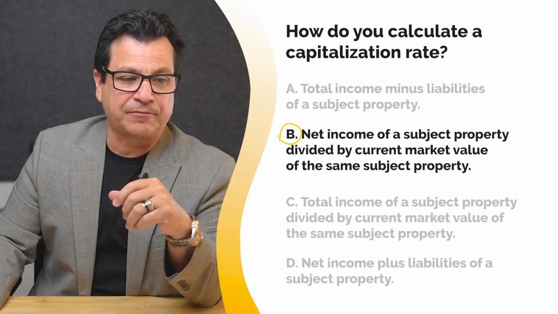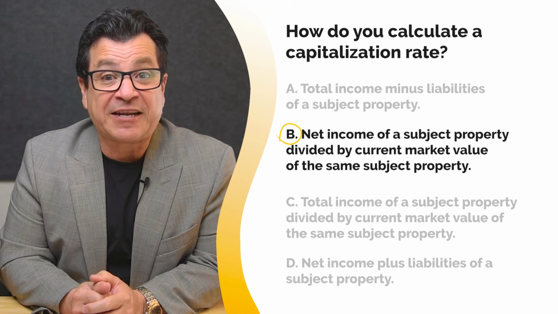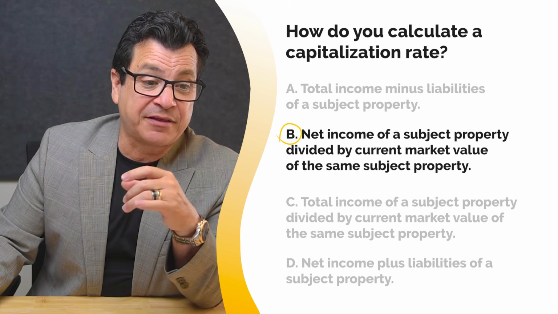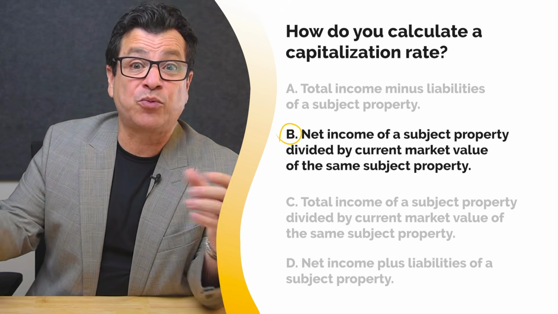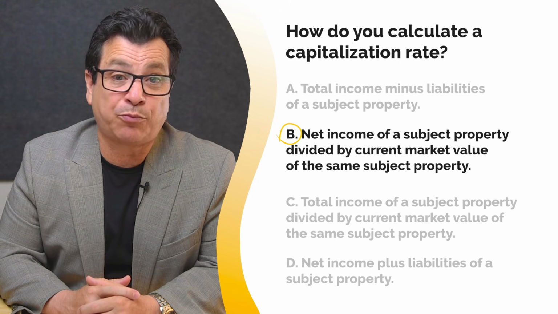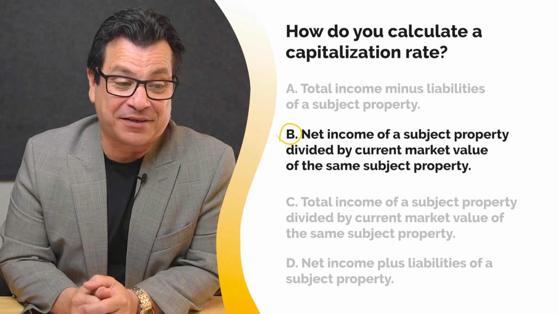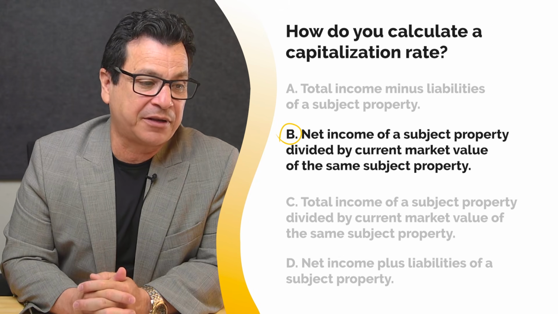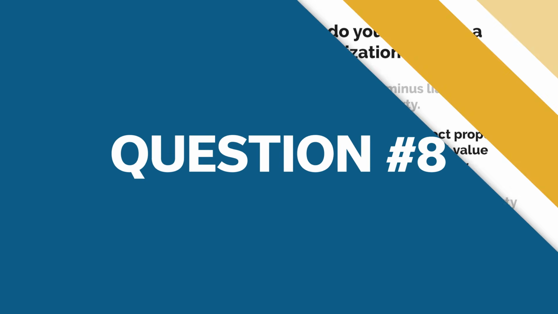For example, if a property's current market value is $1 million, right? And the net income that this property is generating is $80,000 a year, then the cap rate equals 8%. How did we get 8%? Well, you take the $80,000 and divide it by $1 million. That equals 0.08, which is equivalent to 8%. Got it? So the answer here is B, net income of a subject property divided by current market value of the same subject property.